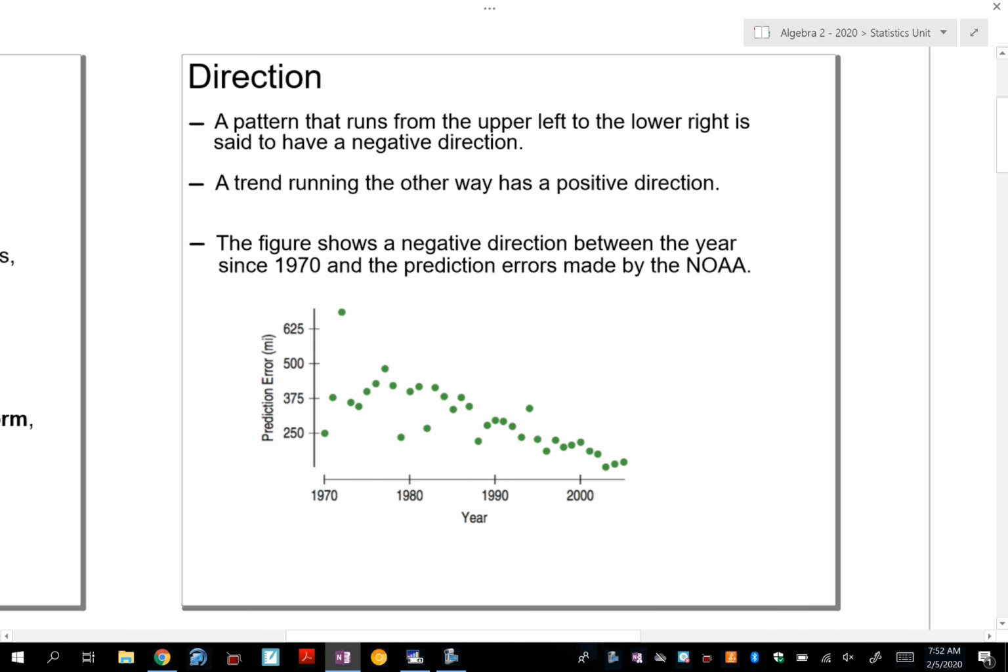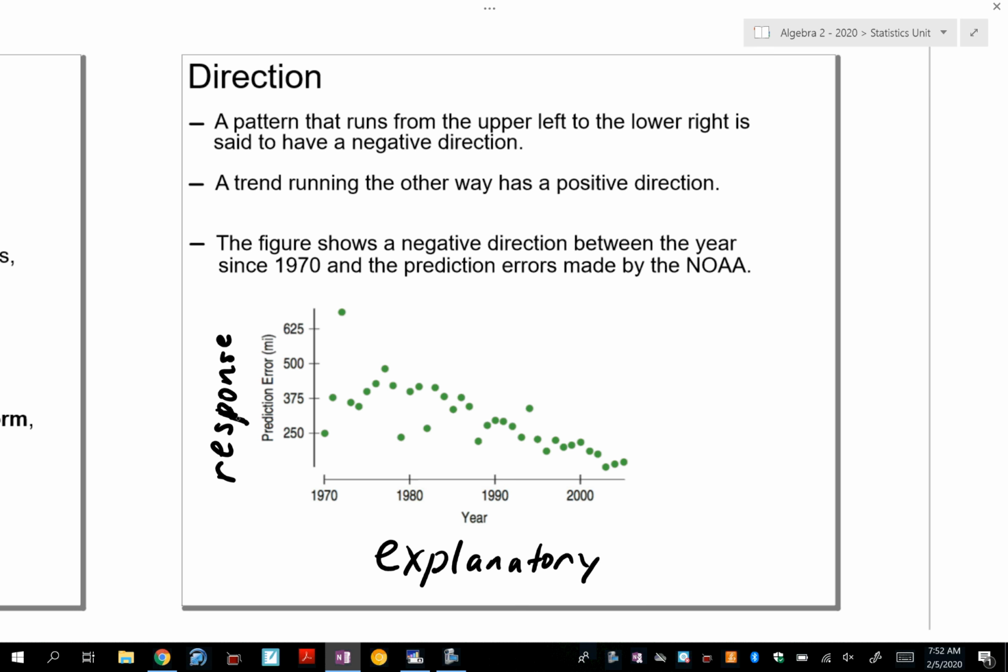Now, whenever you make these, and again, for this part, for the SAT, you're not going to be in charge of making any scatter plots. All right, but when we get to stats, you're going to be tasked with making them yourself, right, using technology, of course. But the first decision you have to make is which is going to be your explanatory variable and which is going to be your response variable. Okay?